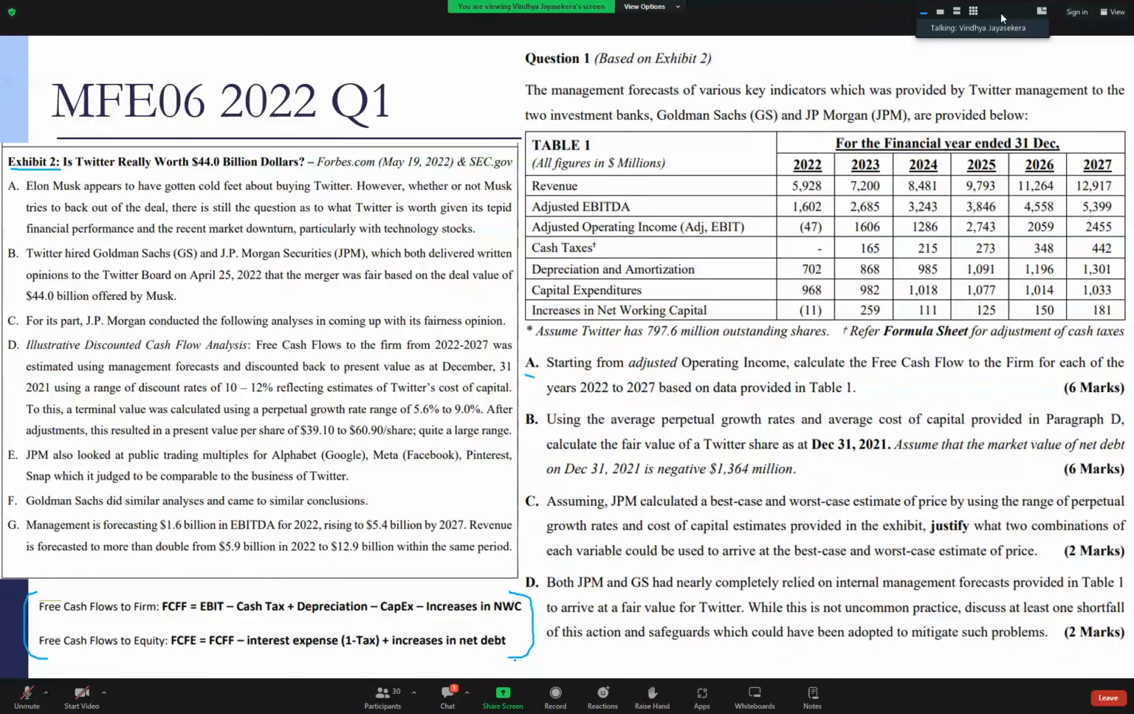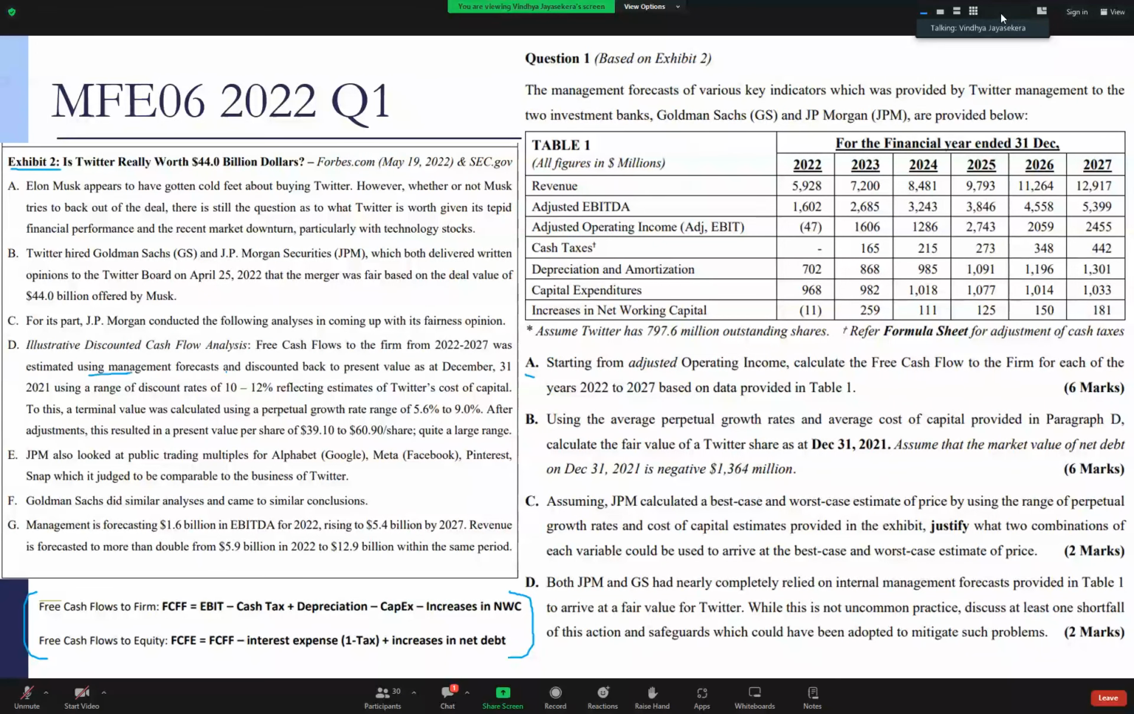They've used scenarios where they made 2 important distinctions. One is the discount rate, where they've used different discount rates between 10% and 12%. And they've used different perpetual growth rates between 5.6% and 9%. And they've come up with a range of values for the shares, $39 to $60. Okay. And Goldman Sachs has done a very similar analysis, independently. Okay. So using management forecasts, right? It says estimated using management forecasts.